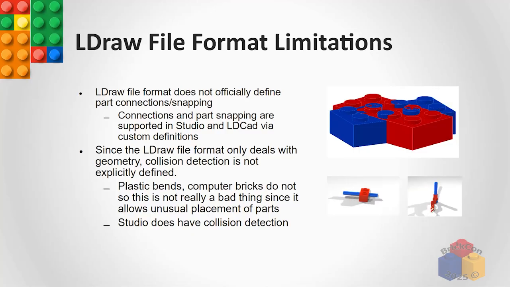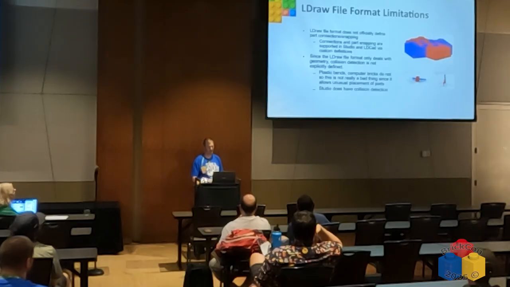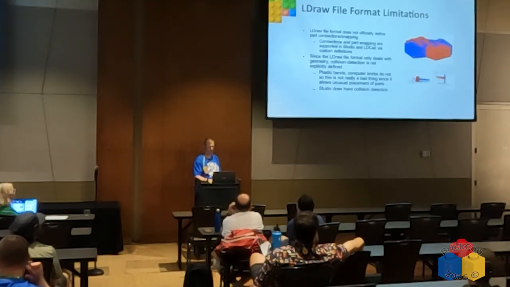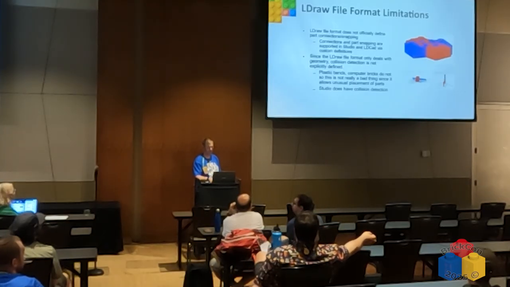This isn't necessarily a bad thing, because plastic bends, or digital bricks don't. So if you're going to put a tile inside of a clip, for example, that clip is actually a little bit smaller than the tile, so that the clip can grip onto the tile. And it would actually be a collision if you snap those two together in a computer format. But you want to do that because it's a pretty common technique. Even Lego uses it.